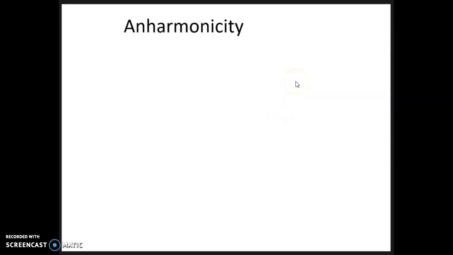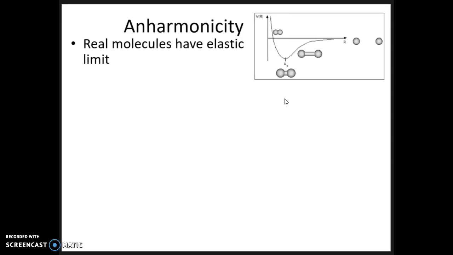A harmonic oscillator is an ideal oscillator, and in real life, molecules really do have elastic limits. If you compress a molecule, the energy goes up, but if you expand the bond and keep applying enough energy, it will break the bond. So the vibration of a molecule is not entirely harmonic. You say that it is anharmonic, so that's why we're talking about the anharmonic approximation or anharmonicity.